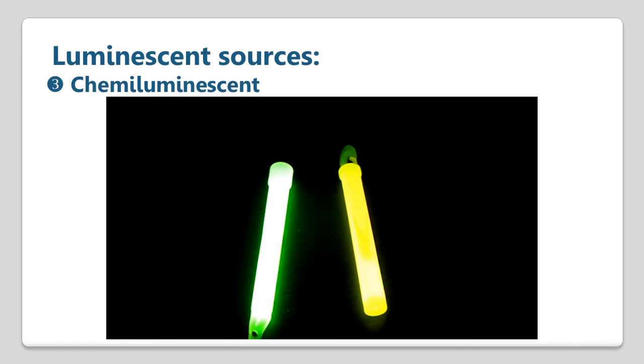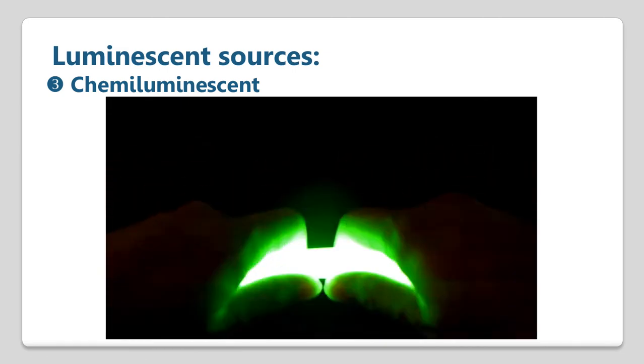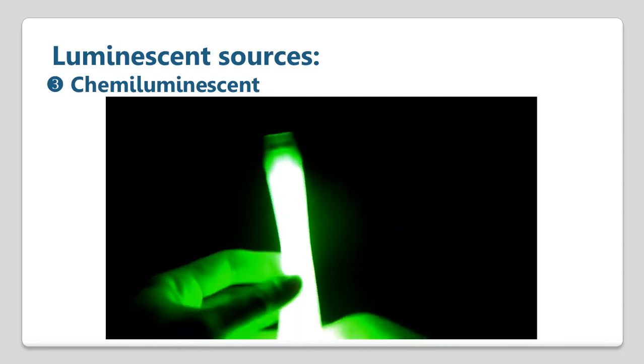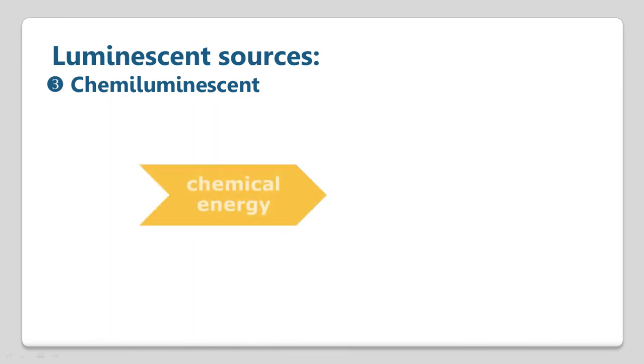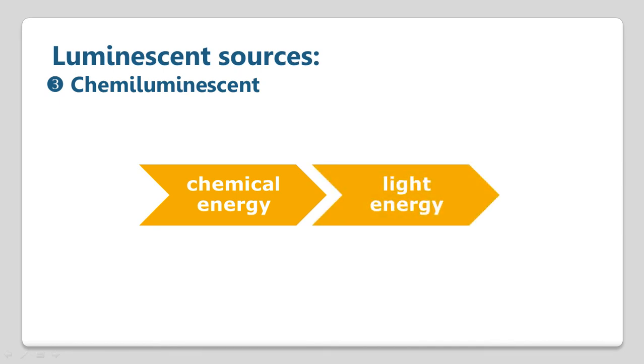The third and fourth types of light sources we are going to look at are generated by chemical reactions. If the reaction does not take place in a living organism, we call this chemiluminescence. Let's watch an example of someone lighting a glow stick. By breaking the interior of the stick, chemicals mix, react, and produce light. The energy transformation for chemiluminescence is very simple. Chemical energy is converted directly into visible light energy.